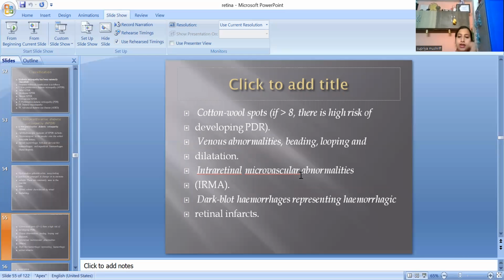Here the retina and choroid are shown, and abnormal vessels occur in between the retina and choroid. This is known as intraretinal microvascular abnormalities. And dark blot hemorrhages represent hemorrhagic retinal infarcts. So these are the various lesions: microaneurysm, hard exudate, soft exudate, cotton wool spots, venous abnormalities, IRMA, dot blot hemorrhages, superficial hemorrhages. These are the various abnormalities which are associated with diabetic retinopathy.